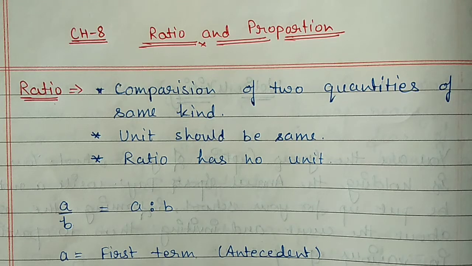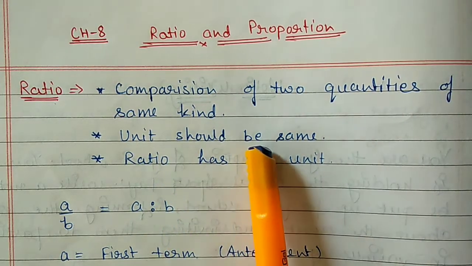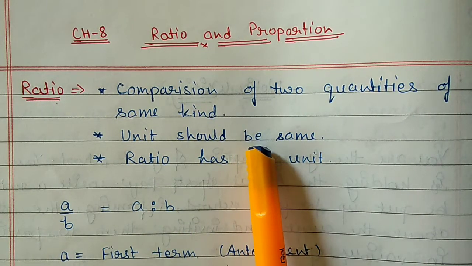And because it is a division, there is no unit for ratio. And the most important thing, the unit should be same. Suppose you are comparing the height of two students, then in that case both the heights should be in the same unit. Both should be in meter or both should be in centimeter.